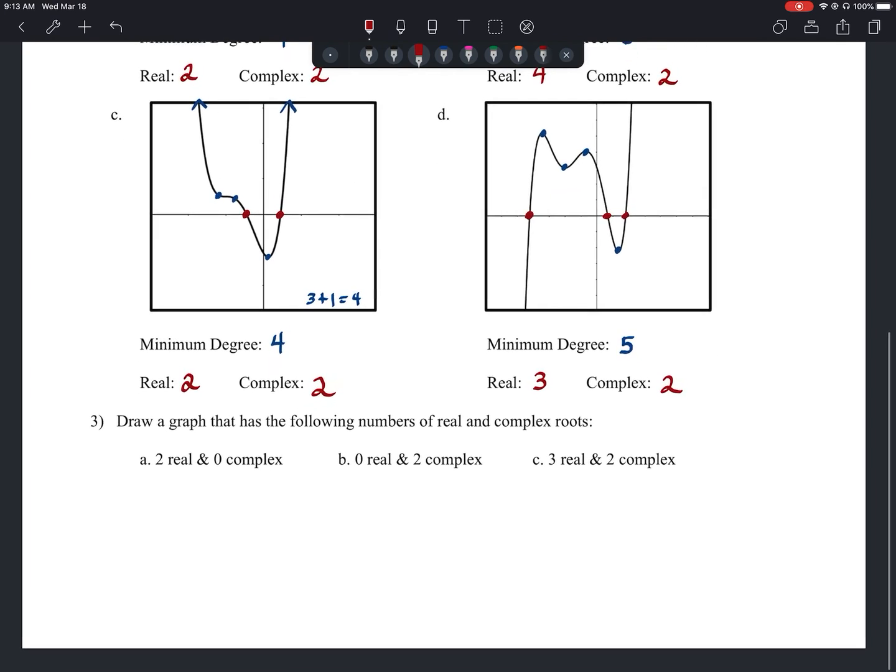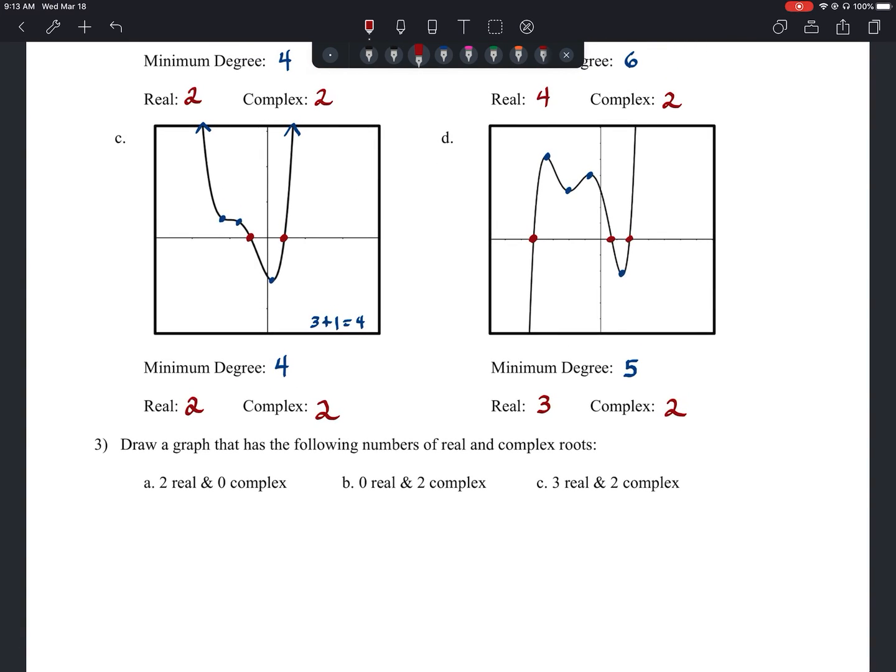We'll move on here. Number 3 says draw a graph that has the following numbers of real and complex roots. So it has 2 real roots and 0 complex roots. Okay, so let's just give a little sketch here for our coordinate plane. Oh, that's terrible. Let me undo that. There we go. Let's just put them all on here real quick while we're doing it.